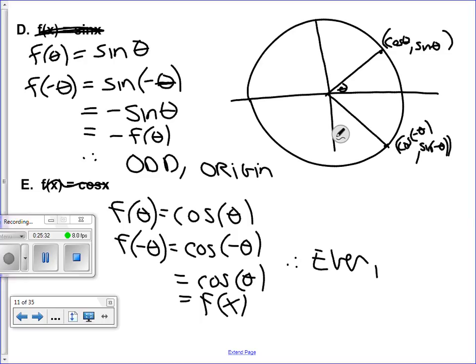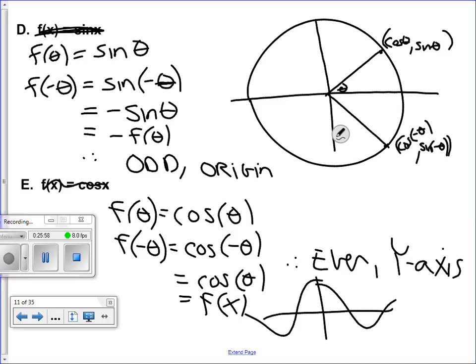What kind of symmetry does it have? About the y-axis. That part's just automatic. Once you get the odd or even, the symmetry part is automatic. If it's odd, it's origin. If it's even, it's y-axis. Does it make sense that cosine's even if we think about the graph? Is it symmetric about the y-axis? Yeah, it all works.